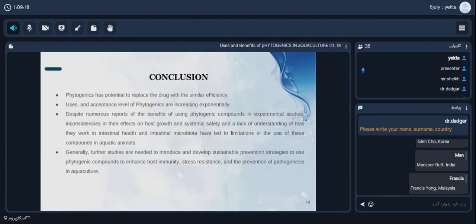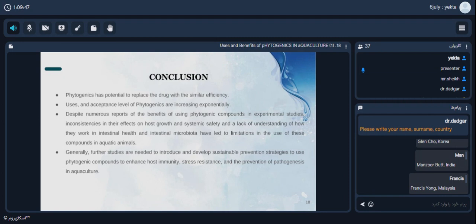So in conclusion, I would say that it has great potential to replace the drug with similar efficiency. The use and acceptance level of phytogenics are increasing exponentially, as we have seen in the graphics. Despite numerous reports of the benefits of using phytogenic compounds in experimental studies, there are inconsistencies in their effects on host growth. So this inconsistency is there.